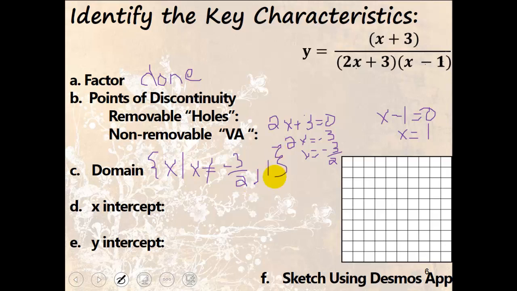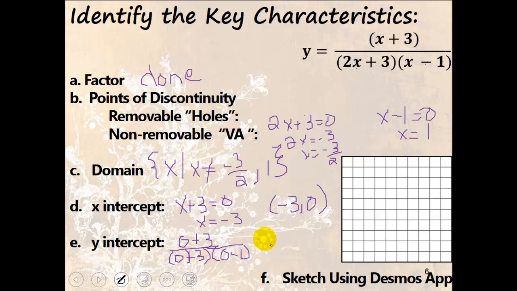My x-intercept is any factor in the numerator that can't be canceled with one in the denominator. So x plus 3 equals 0, set it equal to 0, x equals negative 3. So it is the point negative 3, 0. The y-intercept, I plug in 0 for x, and I get (0 plus 3) over (0 plus 3)(0 minus 1). So my numerator is 3, my denominator is negative 3, so I get the point 0, negative 1. That's going to be my y-intercept.